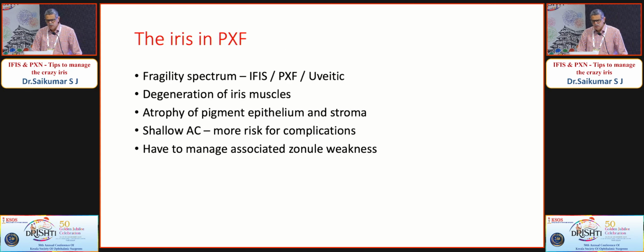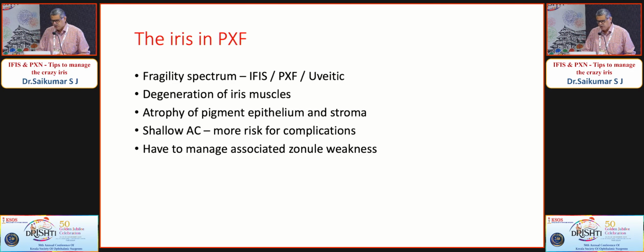Coming to the second, which is pseudo-exfoliation, I call it the iris pattern, there is something called a fragility spectrum. So if the IFIS irises are thick and mobile, the pseudo-exfoliation comes somewhere in between. The uveitic iris is very fragile. The moment you just open it with your sphincterotomy or your Kuglen hook, they just stretch. There is a lot of sphincterotomies and it just remains that way. Pseudo-exfoliation is somewhere in between.